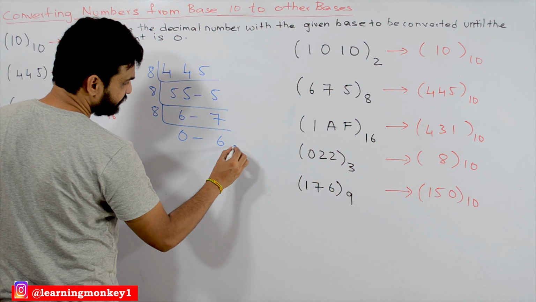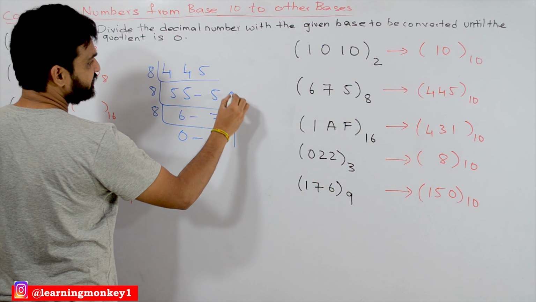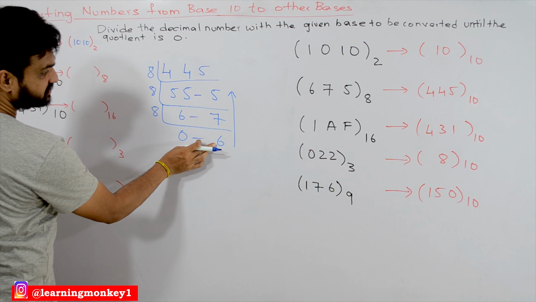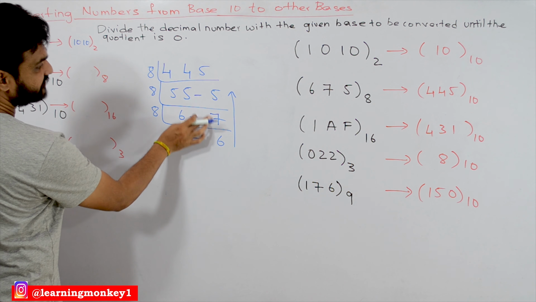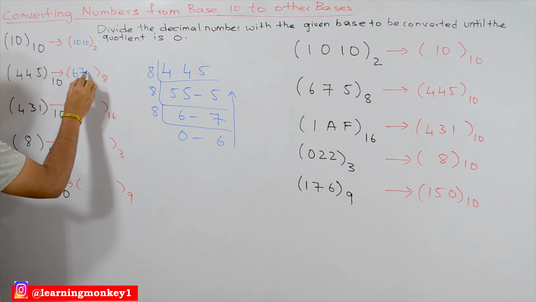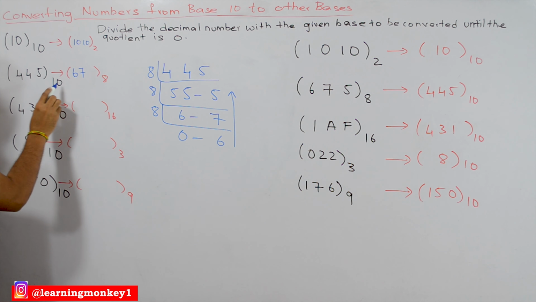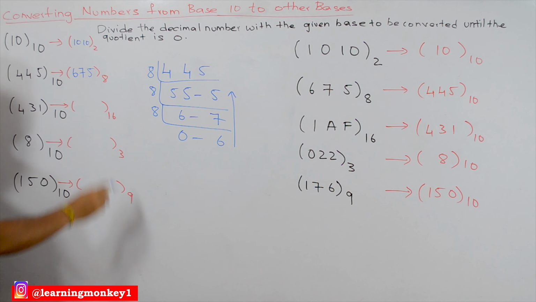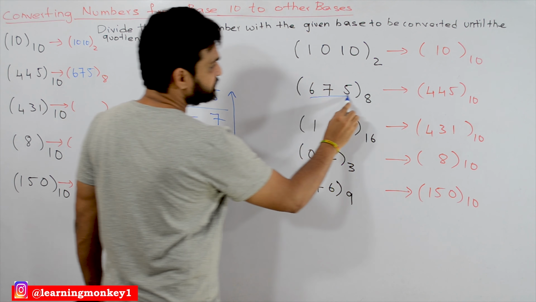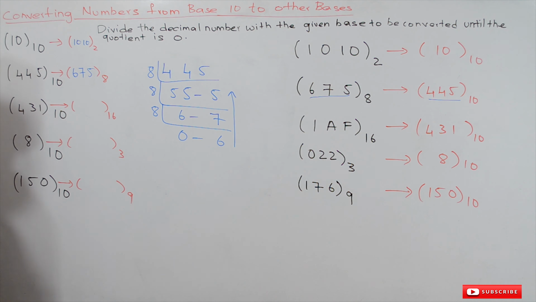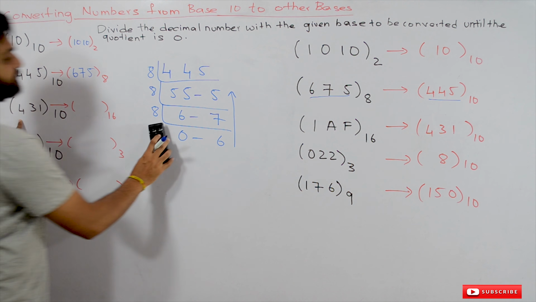You have to take the remainder values from bottom to top. What is the converted value? It is 675. The octal equivalent of 445 in decimal is 675 to the base 8. See here, 675 in base 8 has been converted to 445 in decimal. Now coming to our next example.